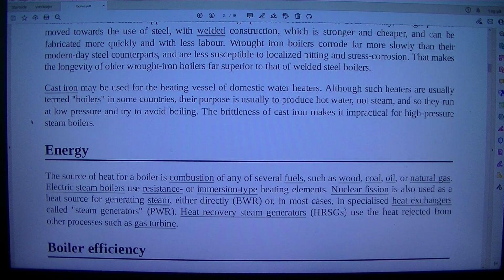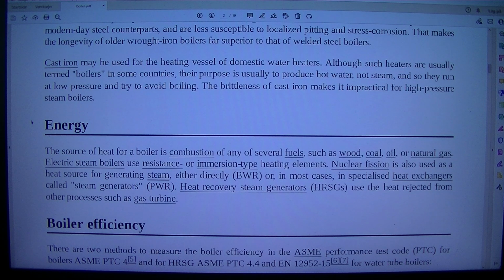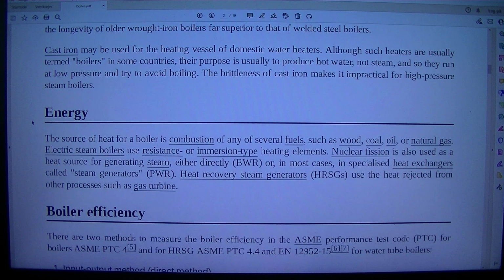Cast iron may be used for the heating vessel of domestic water heaters. Although such heaters are usually termed boilers in some countries, their purpose is usually to produce hot water, not steam, and so they run at low pressure and try to avoid boiling. The brittleness of cast iron makes it impractical for high-pressure steam boilers.